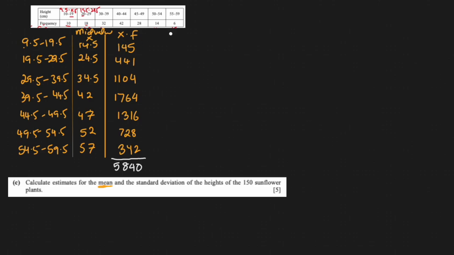That's what we got. And because the formula for mean is sigma xf over sigma f, I added each multiplication of the mid value with its frequency. I got 5840. And the sum of all the frequencies is 150, which was given to us already in the previous part, also found in the cumulative frequency. So if I divide this, I'm getting 38.9333. So 38.9 centimeters is the mean height of the sunflower plants.